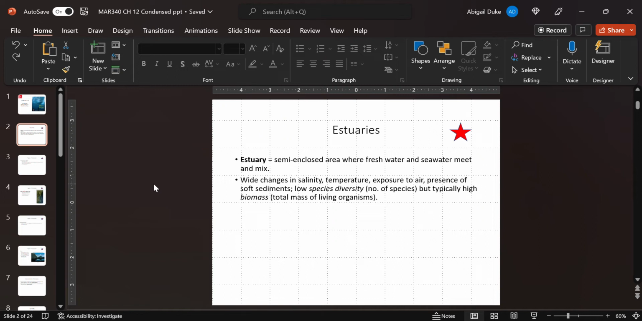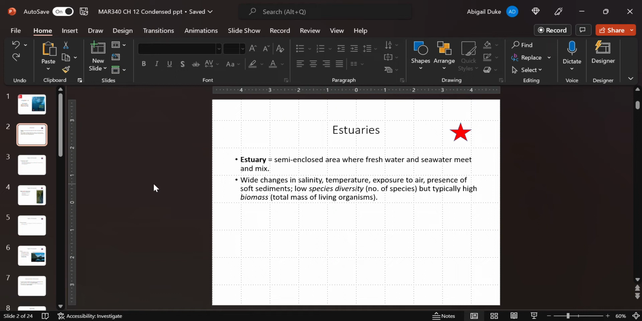Estuaries, and that's how I think I'm supposed to pronounce it. It is a semi-enclosed area where freshwater and seawater meet and mix. There are wide changes of salinity, temperature, exposure to air, presence of soft sediments, low species diversity, number of species, but typically high biomass, which is the total mass of living organisms.